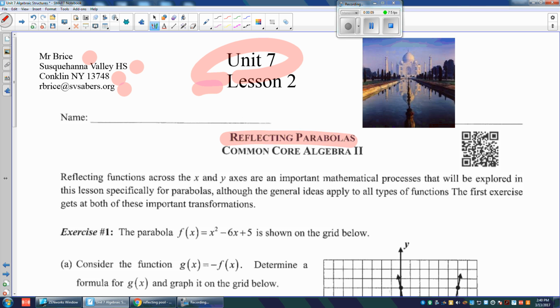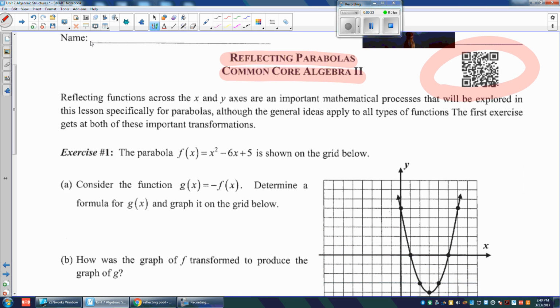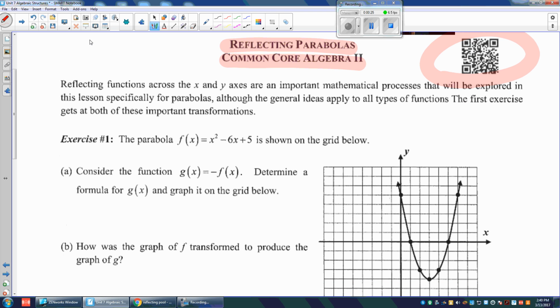We're on Unit 7, Lesson 2. We're going to be reflecting parabolas. This is the Common Core Regents Algebra 2 non-Regents version. If you don't understand what I'm saying, the genius that made these worksheets can explain it to you himself. What we're going to be doing is reflecting functions across the x-axis and across the y-axis, not x equals y. This important mathematical process will be explored in this lesson specifically for parabolas, although the general ideas apply to all types of functions.